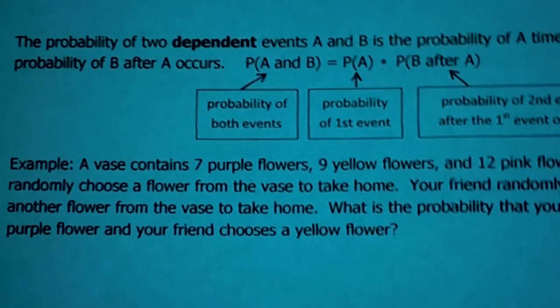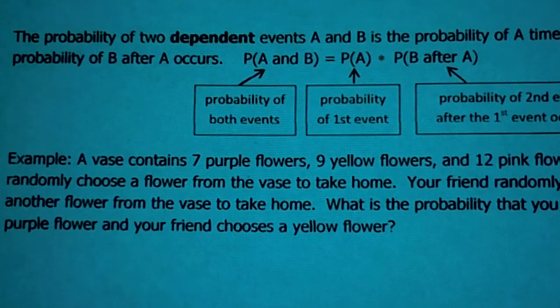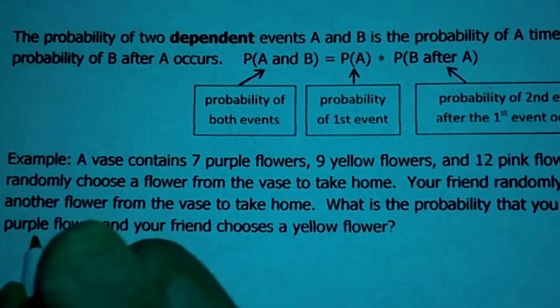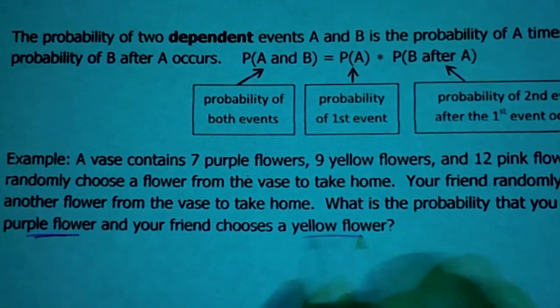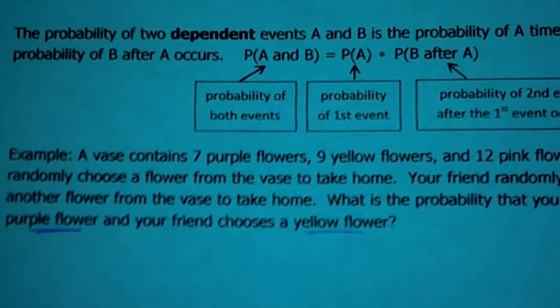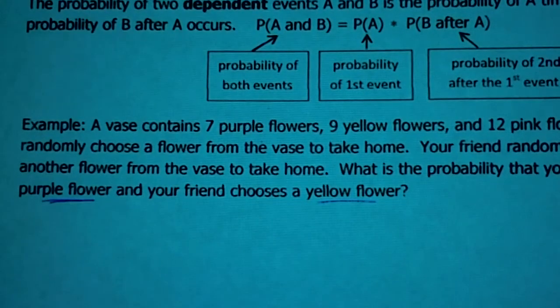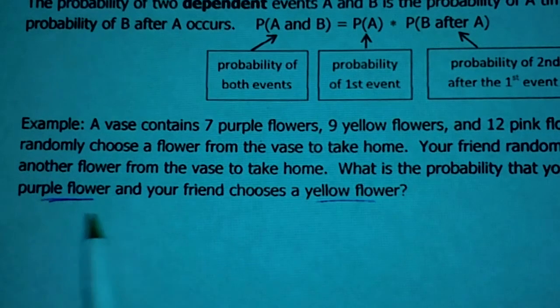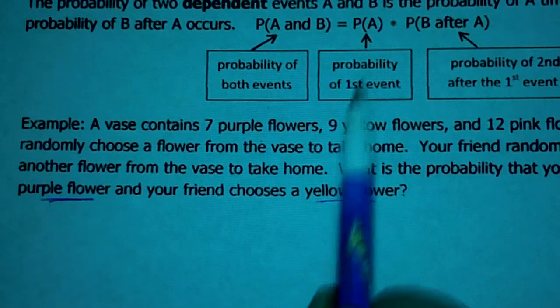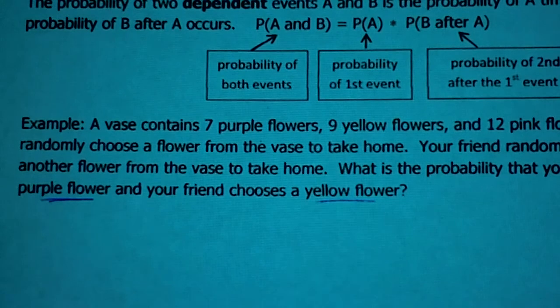Okay, that's a lot of words here. The main focus is I want to know what are the chances of me picking a purple flower and my friend choosing a yellow. What I'd like you to think about right now is what makes this dependent. These are dependent events because whatever flower I pick, I'm not putting it back, am I? I'm taking it out, I'm not putting it back in, so my friend can't pick that flower. That's what makes this dependent. So I need to multiply the probability of the first event by the probability of the second event.